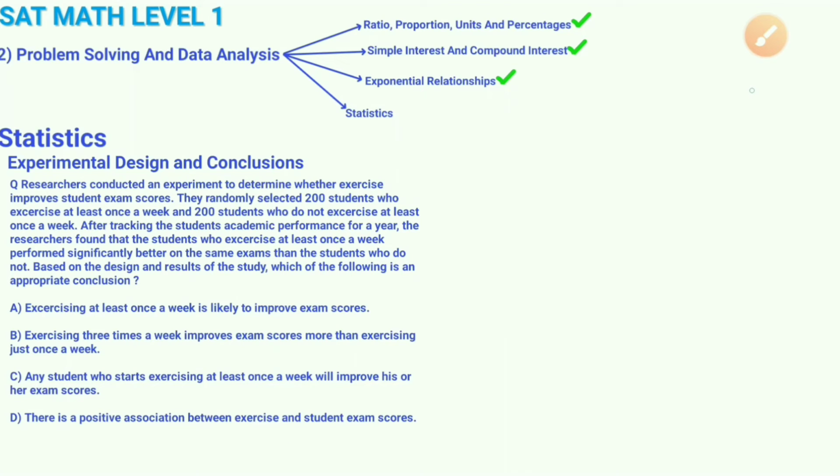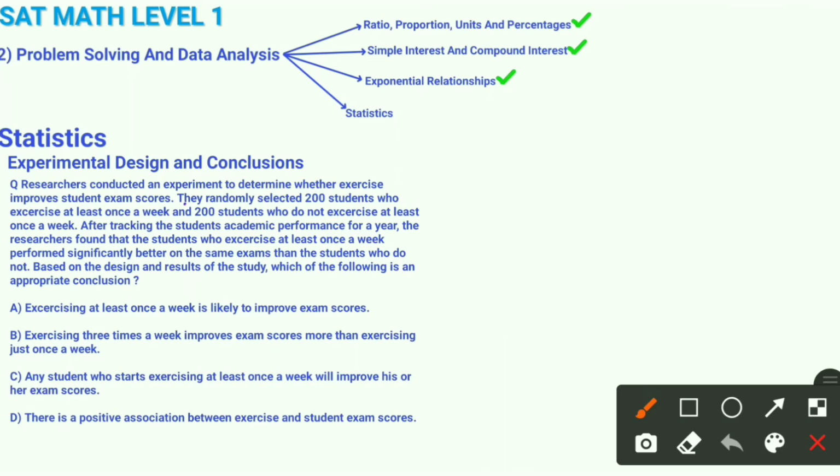There are 4 options. Exercising at least once a week is likely to improve exam scores. Exercising 3 times a week improves exam scores more than exercising just once a week. Any student who starts exercising at least once a week will improve his or her exam score. There is a positive association between exercise and student exam scores.